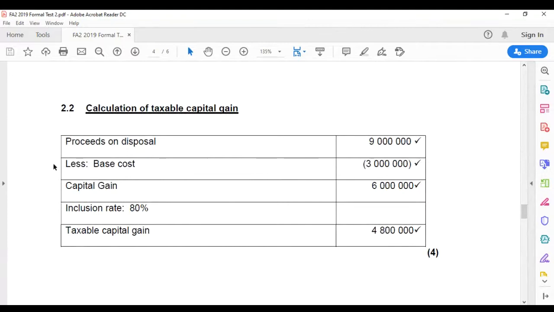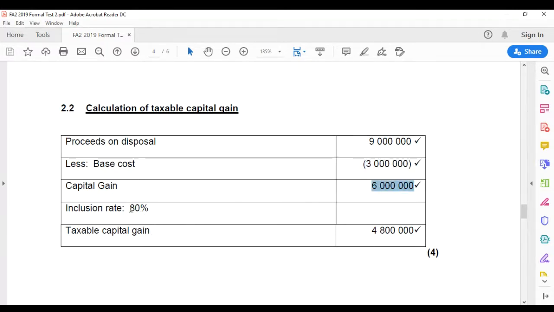There we go. So we've seen that the proceeds on disposal, in other words, the amount that we've sold it for, was 9 million rand. The base cost was 3 million rand, right? So that is the capital growth from the date of implementation of CGT until the date of disposal. That gives us a capital gain of 6 million rand.